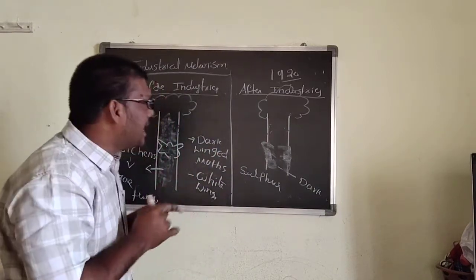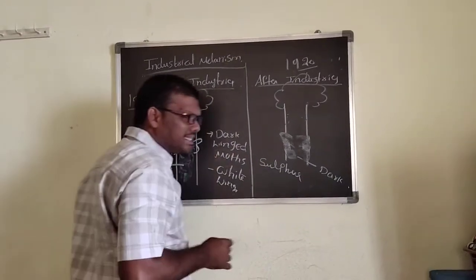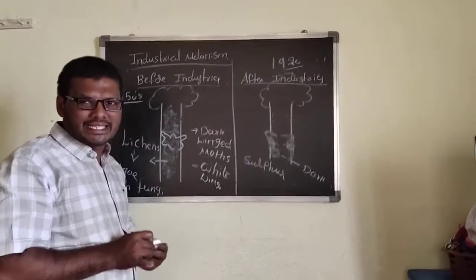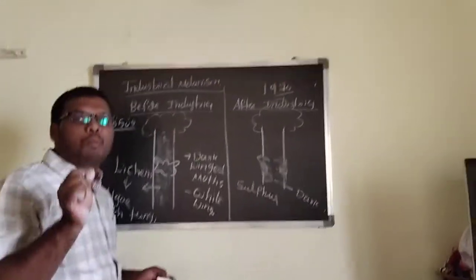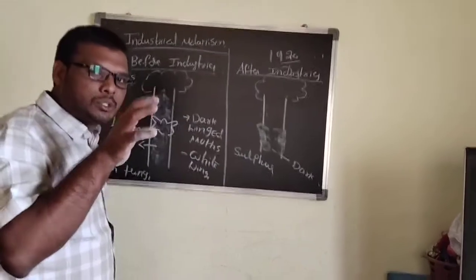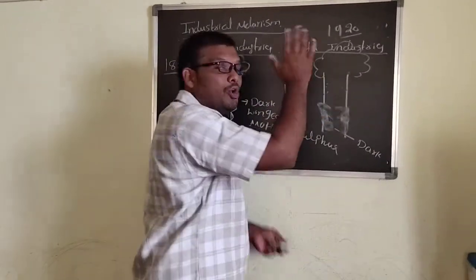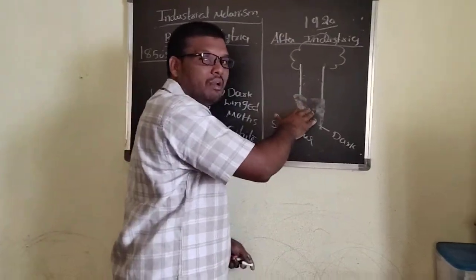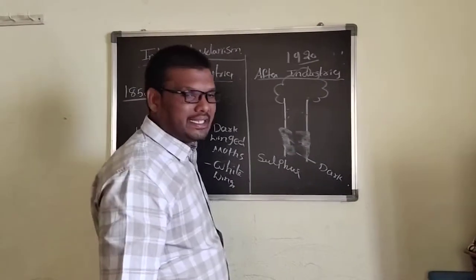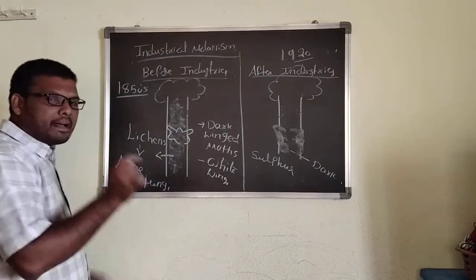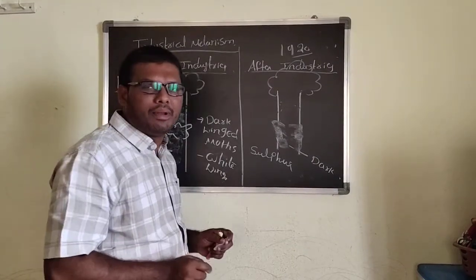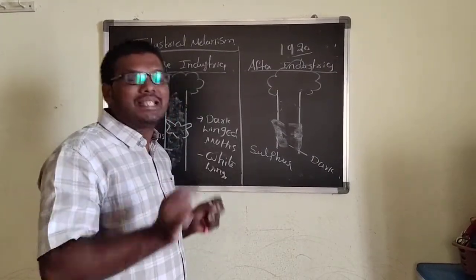Here they can ask one thing: are lichens pollution indicators? Yes, lichens are pollution indicators. If less pollution is there, lichen growth is more. When more pollution is there, the lichen population will gradually decrease. And another thing, it is the best observation example regarding natural selection.